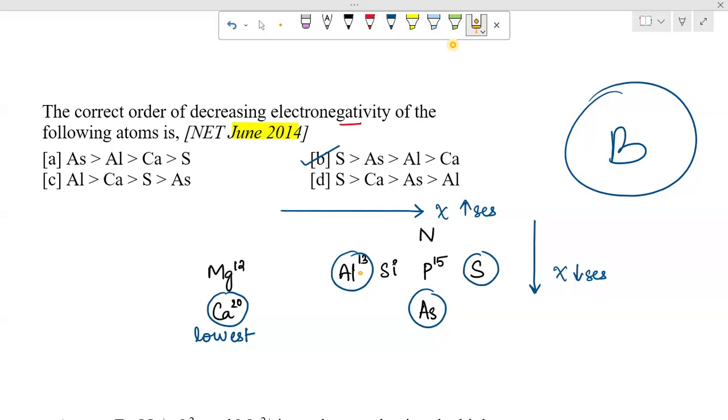Again, if you compare aluminium and arsenic, arsenic is on the right, aluminium is on the left. There might be a confusion. So here they have not played much with that. Arsenic actually has got higher electronegativity than aluminium despite being in the fourth period. That is because as you move from left to right, your Z effective increases and hence electronegativity is also high for arsenic. Okay, so the correct trend is sulfur, arsenic, aluminium, and calcium. Option B.